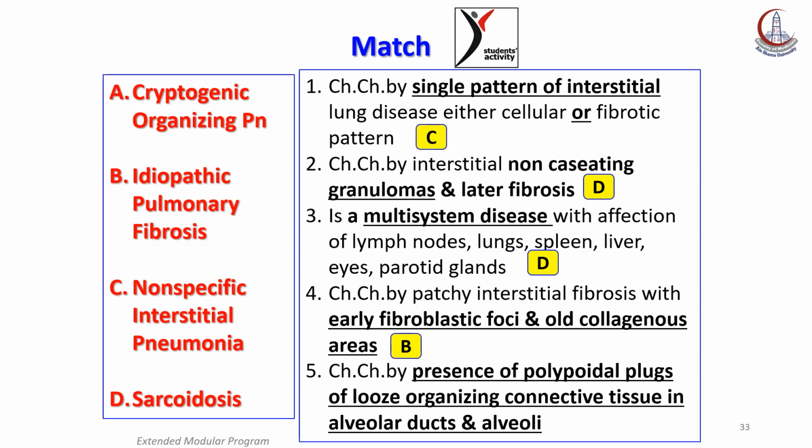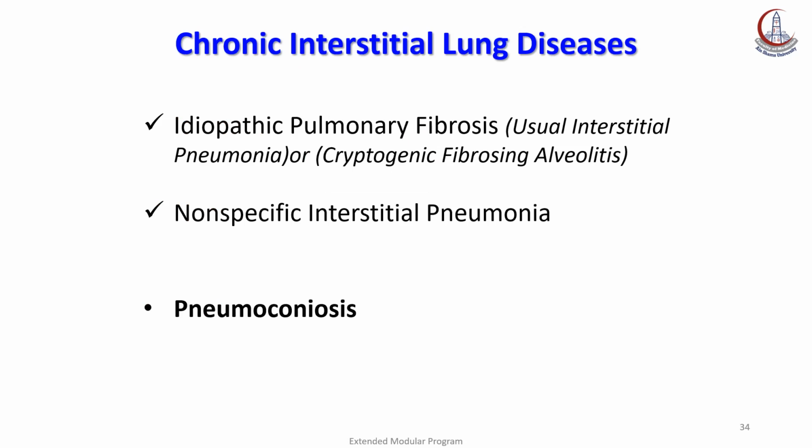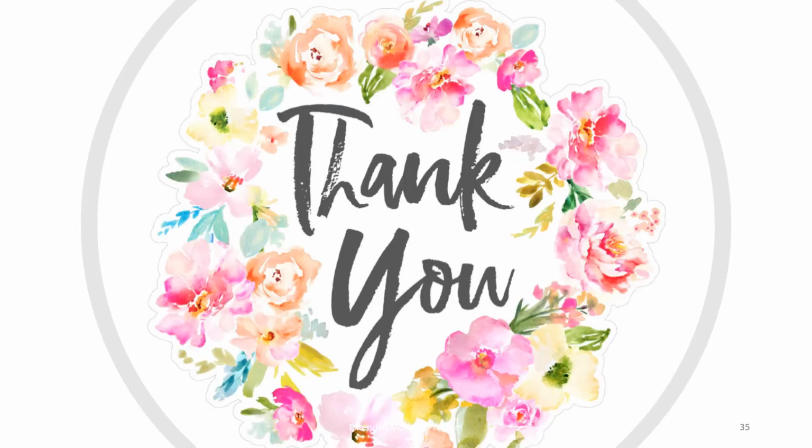Number 5, it is characterized by presence of plugs, which are polypoidal, formed of loose organizing connective tissue inside alveoli and alveolar ducts. Yes, it is cryptogenic organizing pneumonia. Chronic interstitial lung diseases include idiopathic pulmonary fibrosis, non-specific interstitial pneumonia, and pneumoconiosis. We will study that entity in another part of that lecture. Thank you.